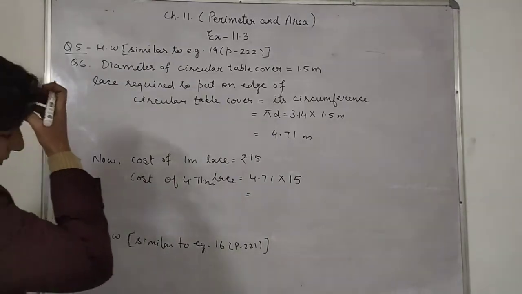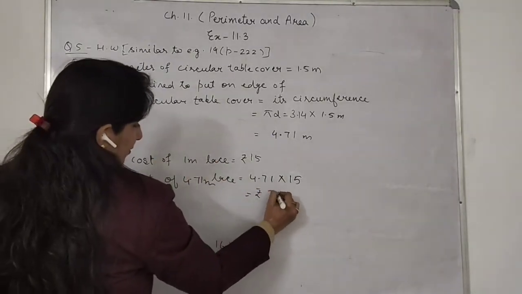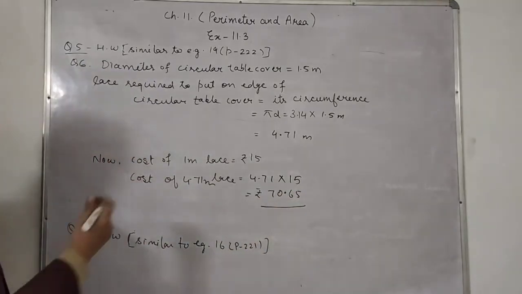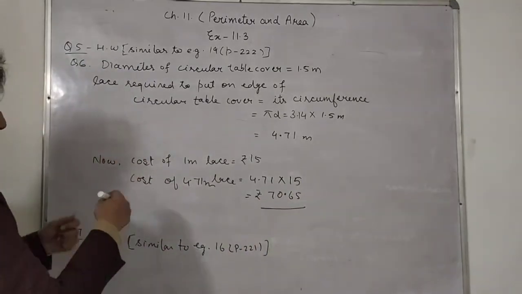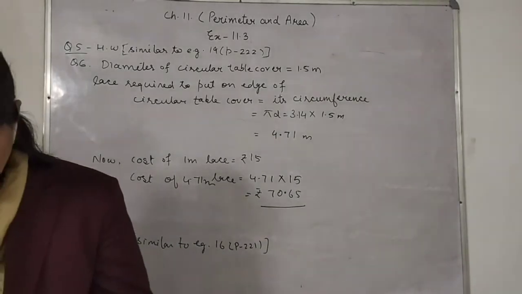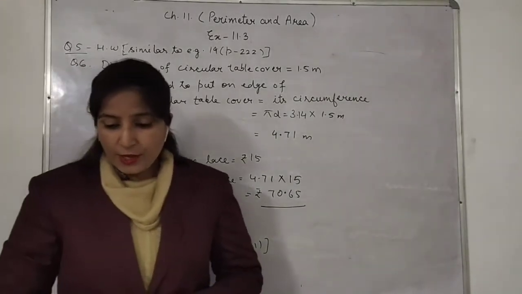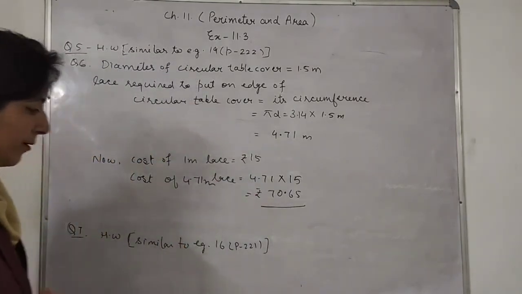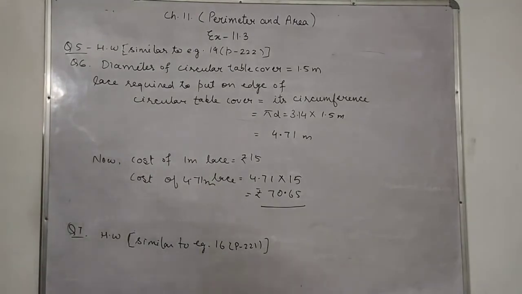To calculate the complete cost, that is 70.65 after solving. So this many rupees is required for putting the lace around the circular table top. Now question number 7, students, you have to do yourself. This is your homework. It is just similar to example number 16 of page number 221.